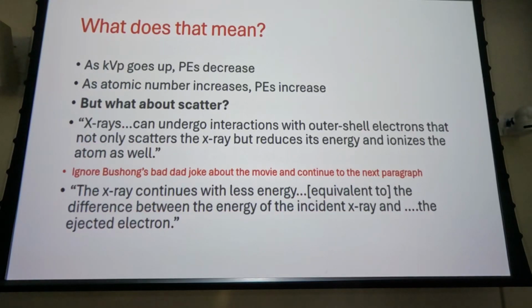So the X-ray continues with less energy, that's a scattered photon, equivalent to the difference between the energy of the incident X-ray and the ejected electron. So every interaction decreases energy. If it decreases enough energy, it becomes a photoelectric absorption inside of the patient.